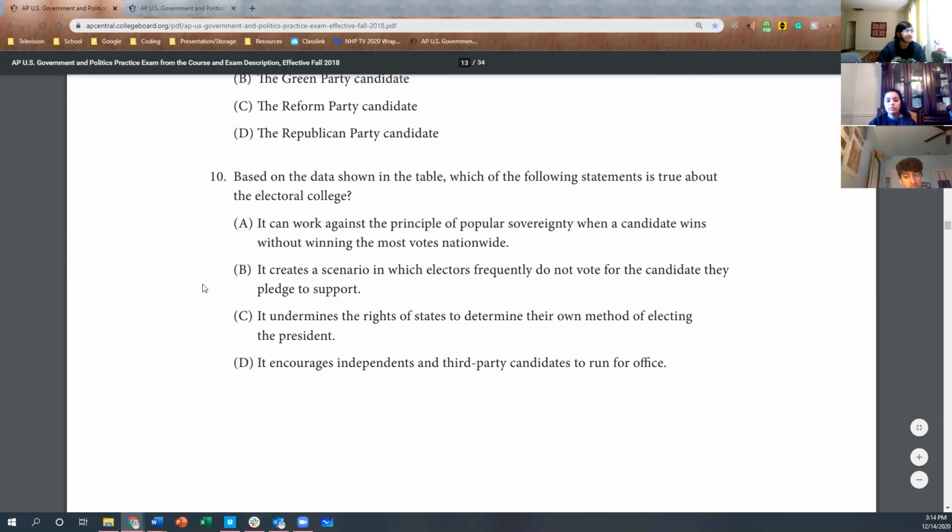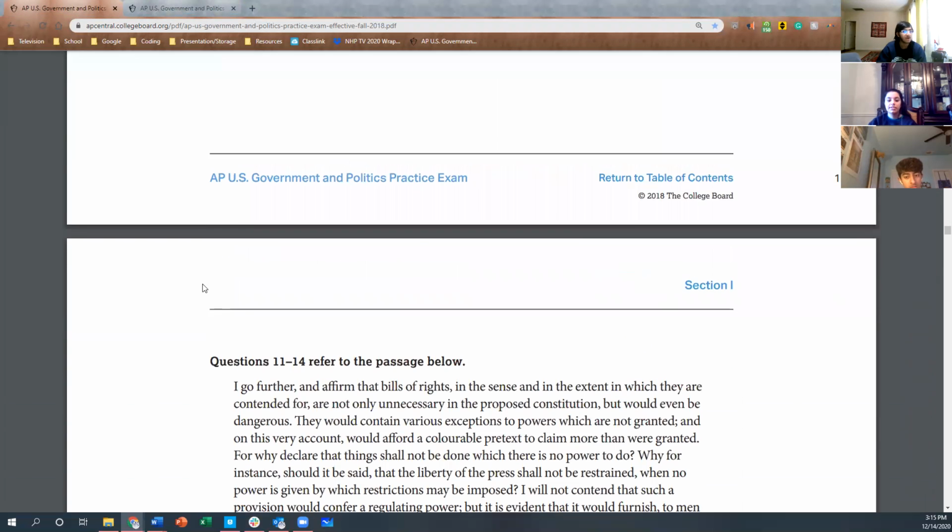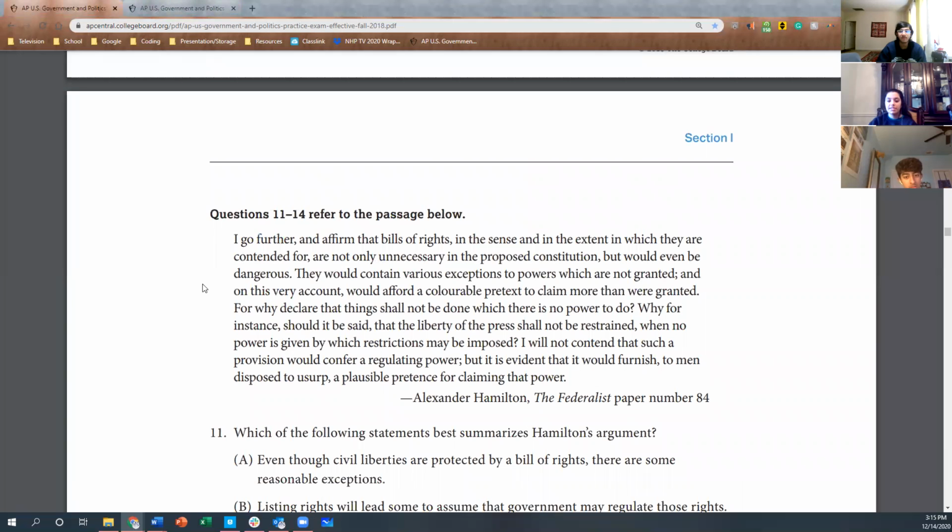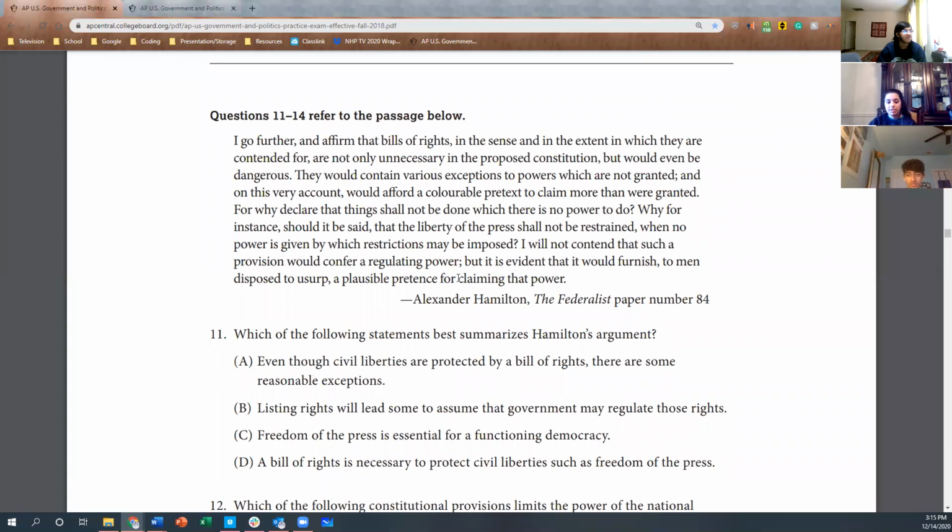Okay. Is this the one here? Wait, which test? From 2018? Yes, this is from 2018. This is from Federalist 84, which had to do with what? Civil liberties? That's what it looks like. Oh, it talks about the Bill of Rights.